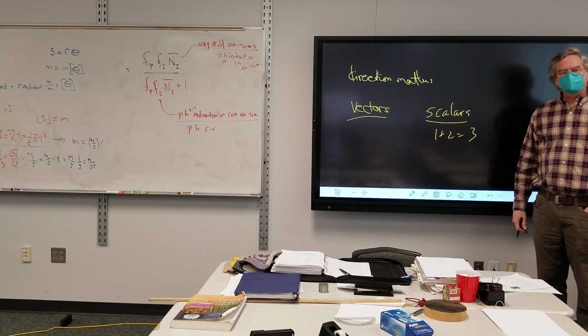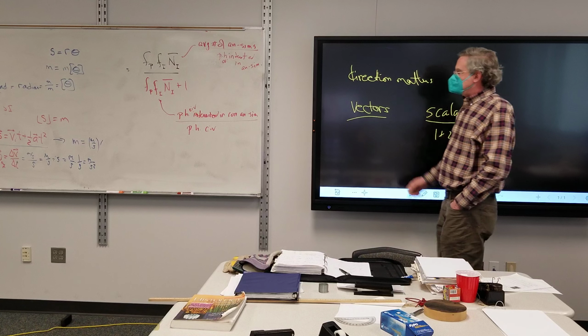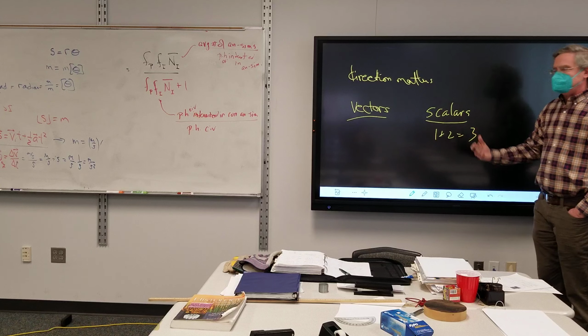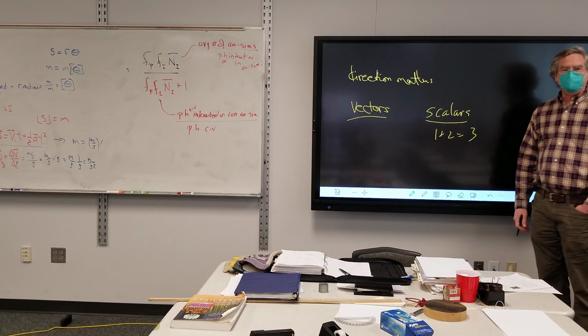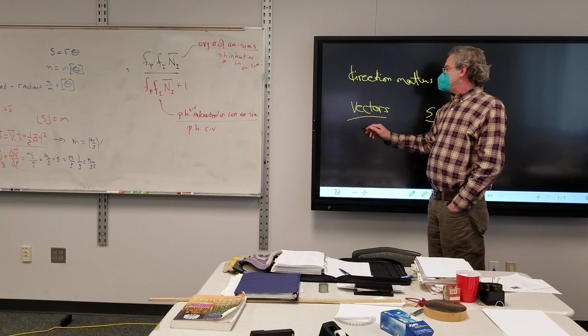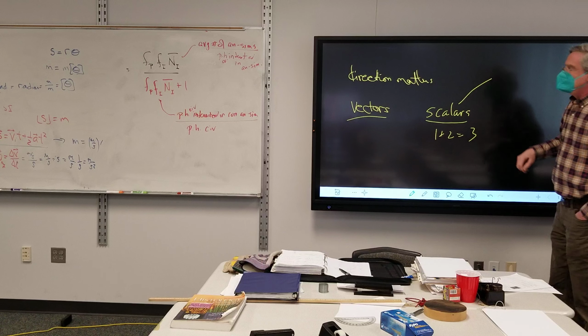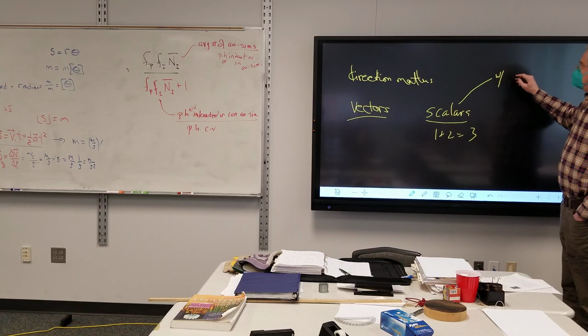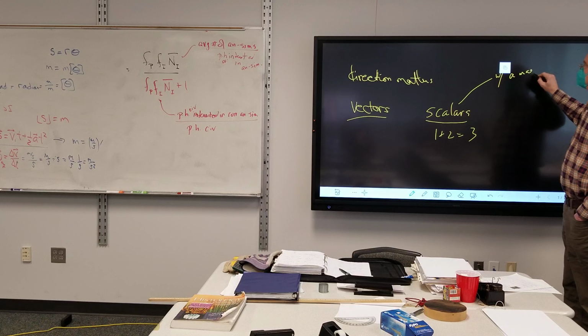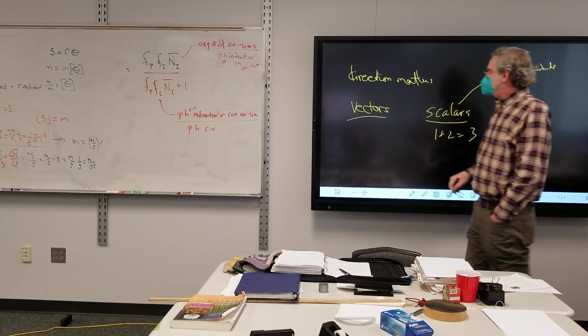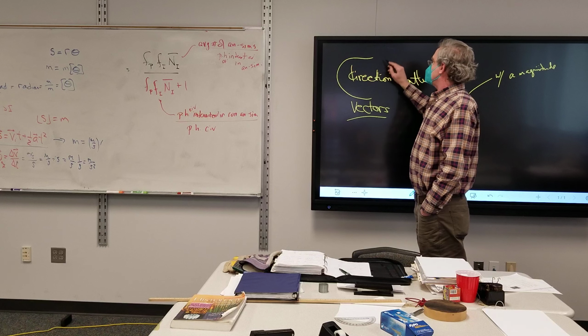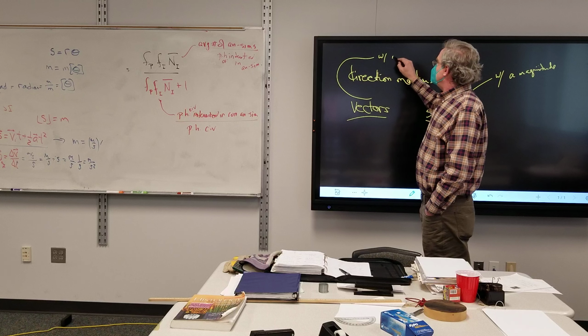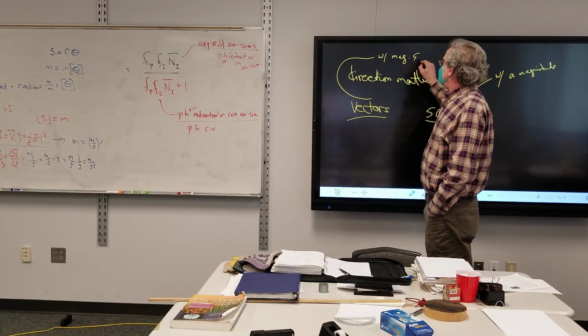Vector math is a little bit more complicated, because direction matters. In order to add them, I need to know what direction these things are going in. So scalars are a mathematical construct with a magnitude, and vectors are a mathematical construct with magnitude and direction.